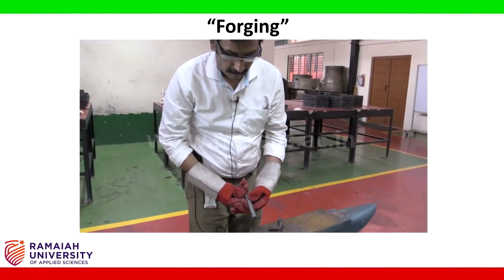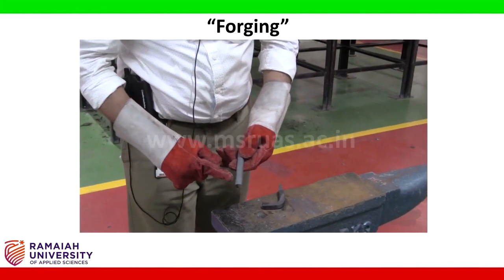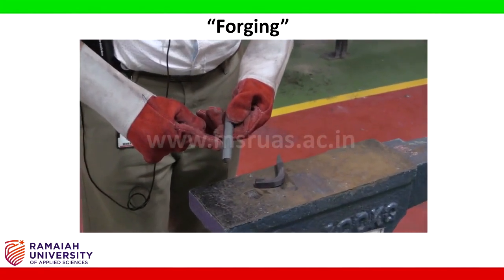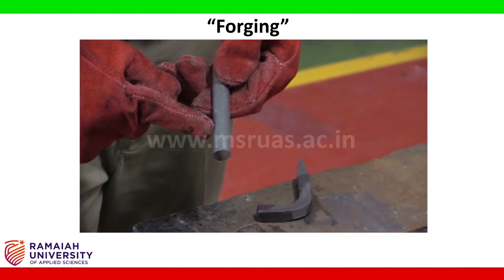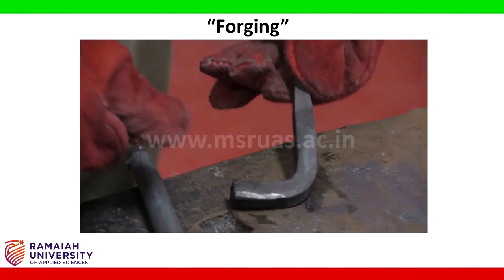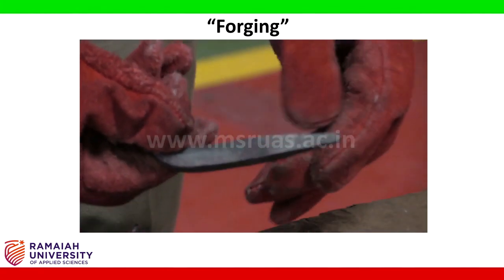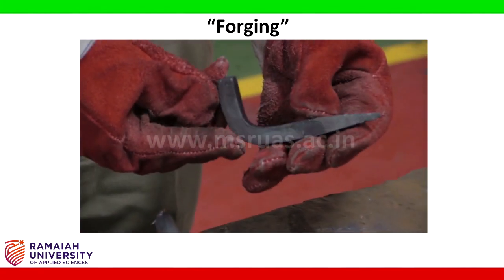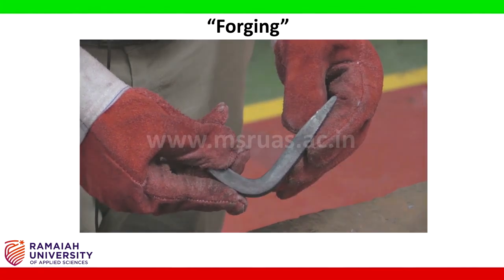As we witnessed in the forging process, the round rod of 16 mm diameter and 100 mm length at room temperature was heated in the gas heating furnace to 850 degrees centigrade, and then hammered to the shape of an L shape and a taper. And this is what you witnessed, the forging. This completes the experiment of forging.